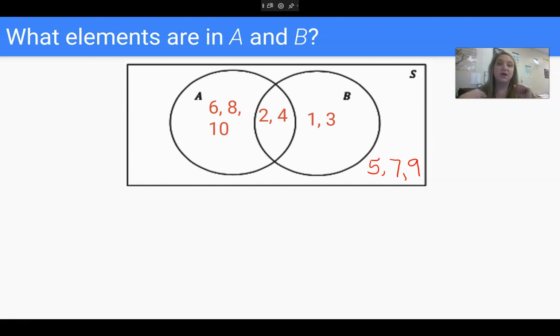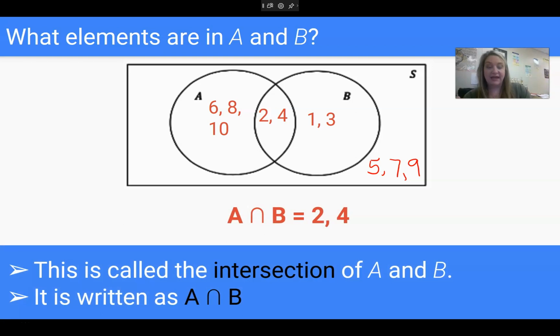Next questions. What elements are in A and B? Okay, everything in A, or the intersection of A and B, so it has to be in both. Well, that's going to be my little piece in the middle. This is the intersection of them. And it is written by using this upside down U symbol. Okay, intersection. Think of an N. Okay, so the intersection of A and B are the elements 2 and 4.